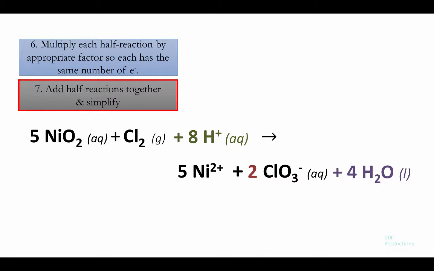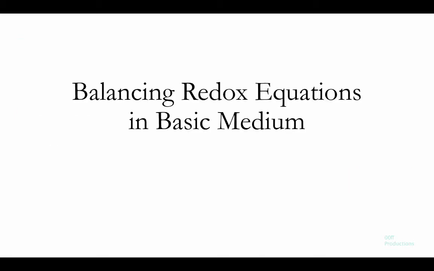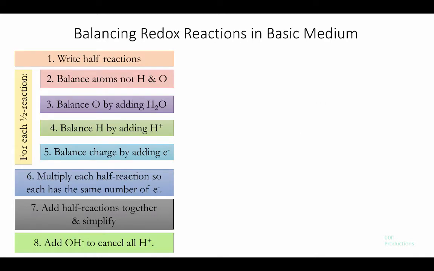So up till now, we've been talking about balancing things in acidic medium. What happens if you don't have any acid? What happens if you have base instead? The answer is we can also balance equations in basic medium. The difference is in basic medium, you don't have any H+. You have OH- ions, hydroxide ions instead. So we have a scheme for balancing redox reactions in basic medium, and it's fairly straightforward.